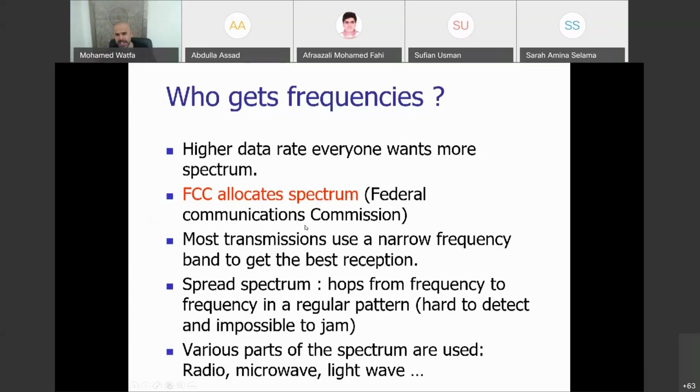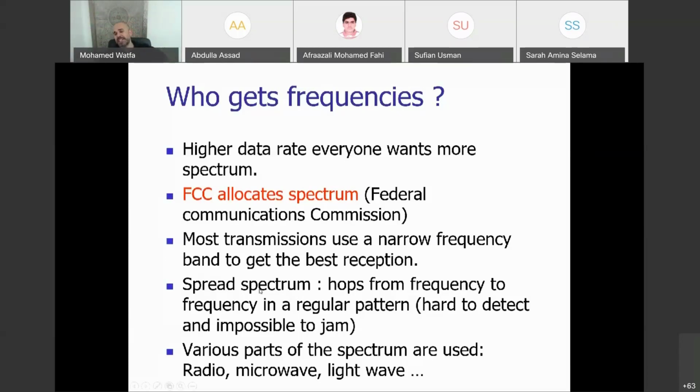Okay? So yes, most transmissions typically use a narrow frequency. Why do we use a narrow frequency, not a wide frequency? Why would we use narrow versus wide? Because narrow frequencies will not interfere with others, because it's so narrow. So my frequencies are only for me. If I have a wider frequency, it might overlap. You could see noise from other signals.